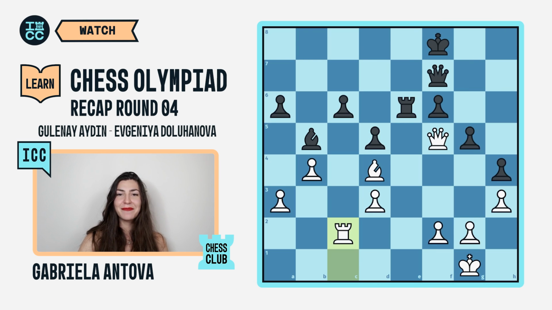Here we have a game from the Turkey versus Ukraine match. As white, we have Turkey's Aydin Gülenay as she tries to level the score for her team against Evgenia Dolohanova.